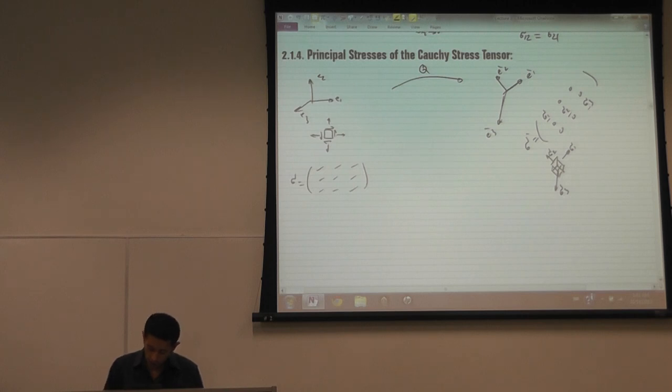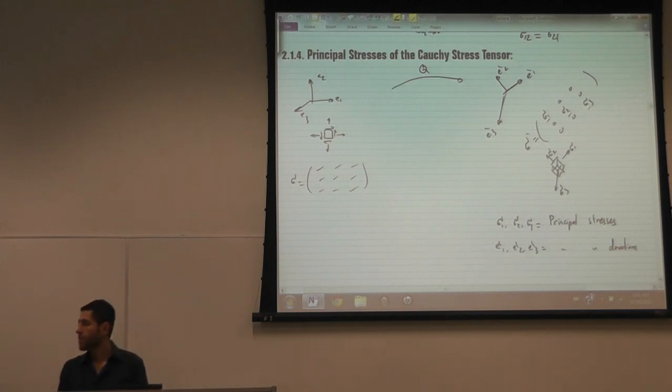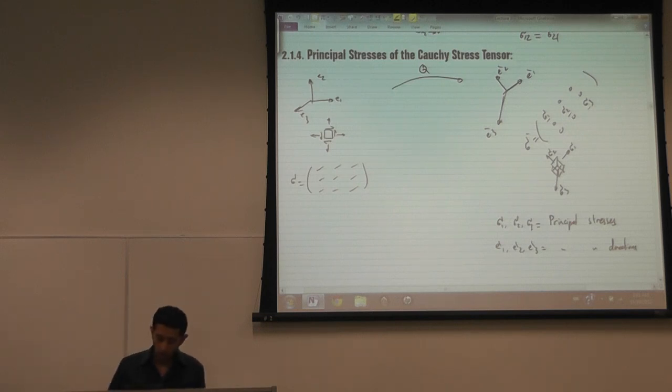Now we call these sigma 1, sigma 2, and sigma 3. They're termed the principal stresses. And e prime 1, e prime 2, e prime 3 are the principal stress directions. They are the eigenvalues of the stress and the eigenvectors of the stress matrix.